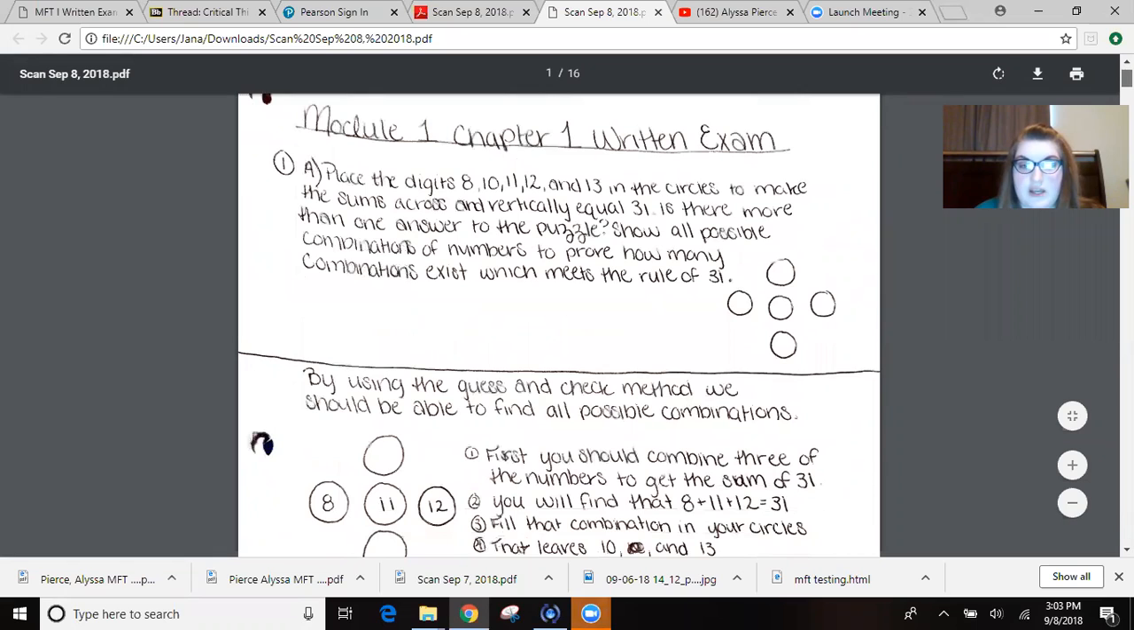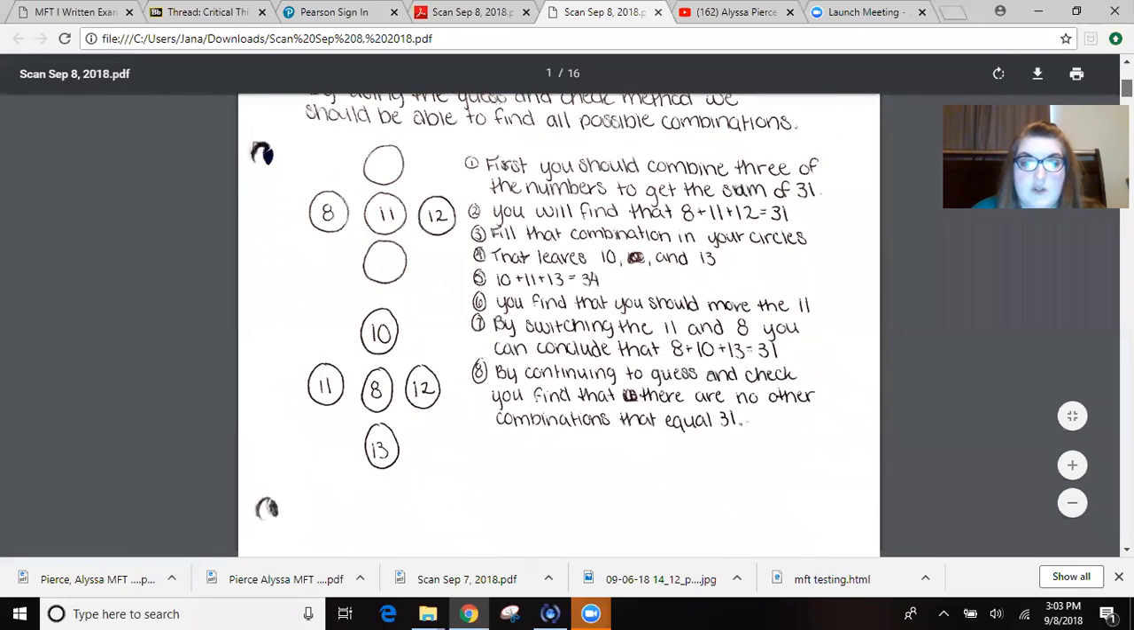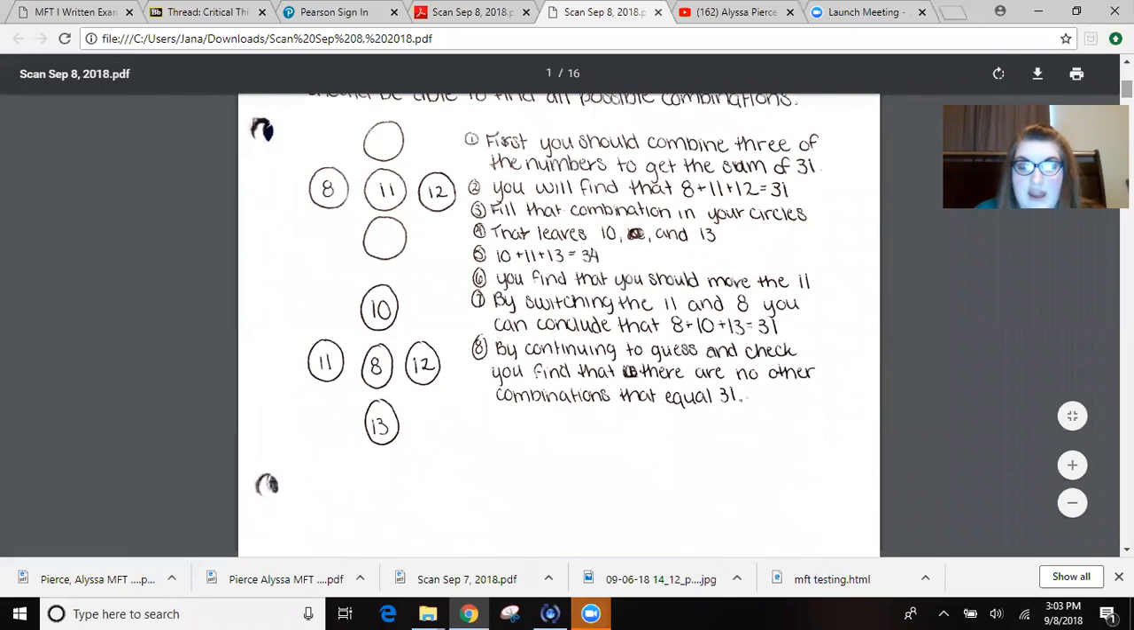So in question 1, we are to place the digits 8, 10, 11, 12, and 13 in the circles to make the sums across and vertically equal 31. It also wants us to have all the possible answers shown. So I just went ahead and found that 8, 11, and 12 equal 31. So I went ahead and put those horizontally in these three circles right here.